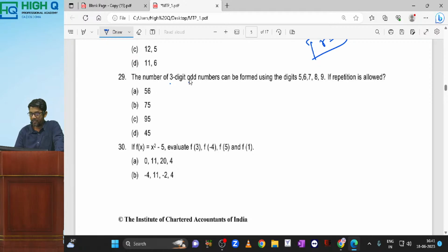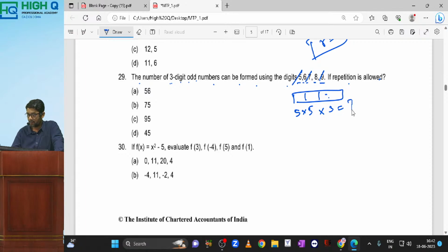The number of 3-digit odd numbers that can be formed using the digits 5, 6, 7, 8, 9, if repetition is allowed. Look at this. It's a 3-digit and also an odd number. So therefore the last digit must be odd: 5, 7, 9. So the last digit can be arranged in 3 ways. But the first digit 5 ways, the second digit also 5 ways. Why, sir? Repetition allowed. So for the first 2 digits there is no constraint.